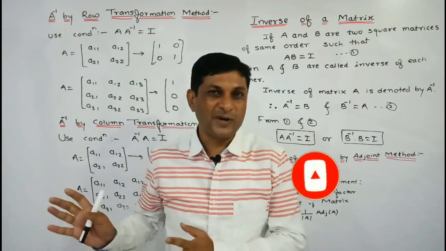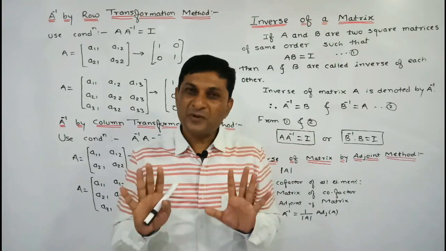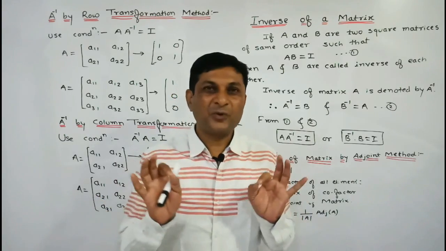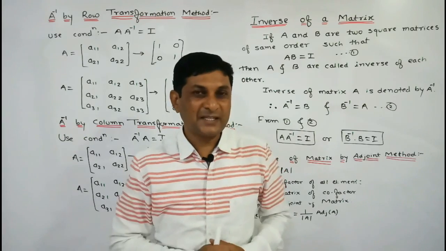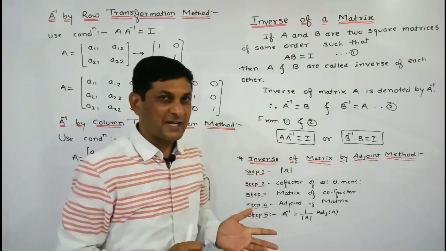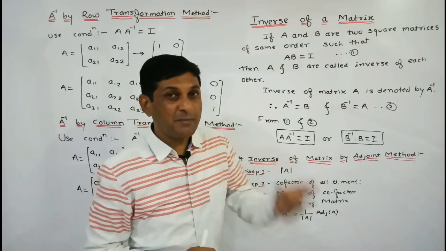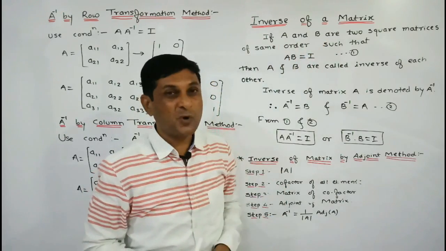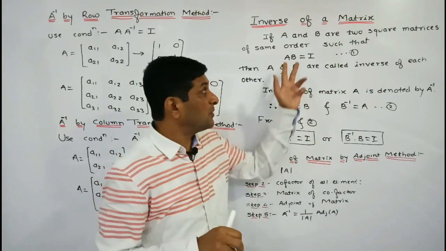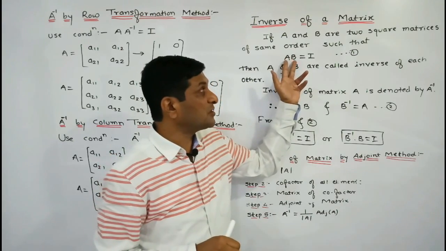Well, now try to understand what is the meaning of the inverse of a matrix. Let us suppose that two matrices A and B are there, two square matrices of the same order, such that their multiplication is what?